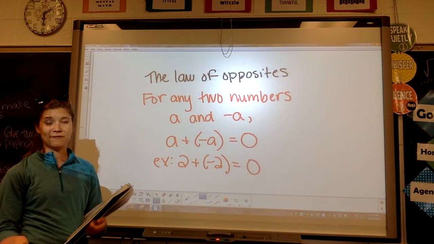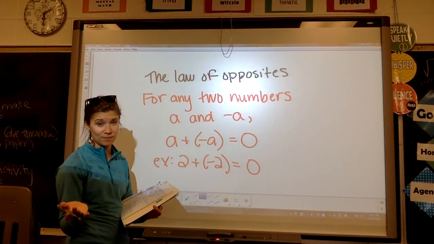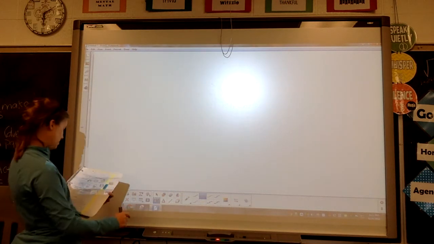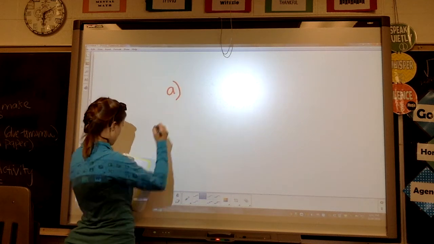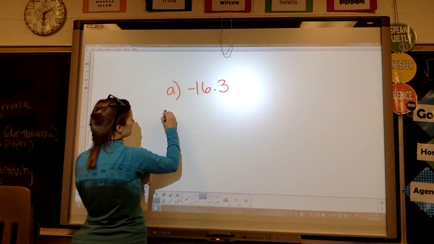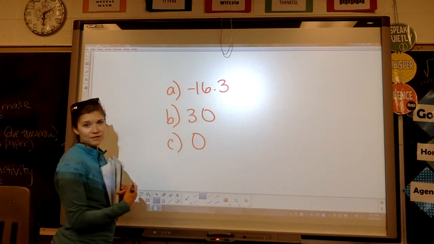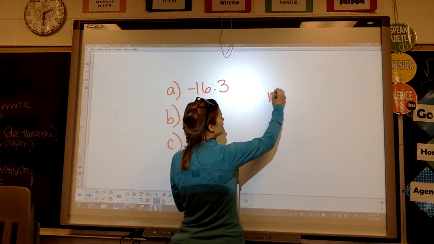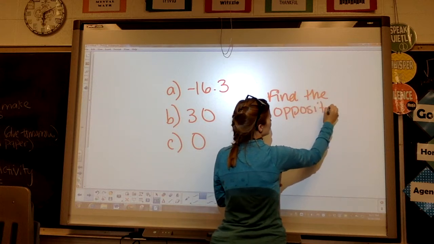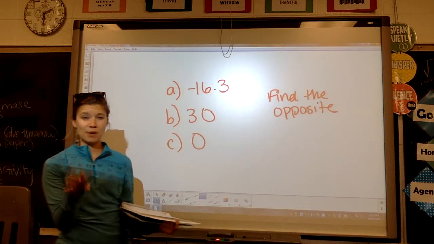So what I want you guys to do is find the opposite of each of these numbers. So it's whatever added to the number would equal 0. It should be its opposite sign, basically. So here's the 3 I want you to try. Find the opposite of negative 16.3. Find the opposite of 30. And find the opposite of 0. So for all of these, I want you to find the opposite. That's your instruction on all 3. Okay? Find the opposite.